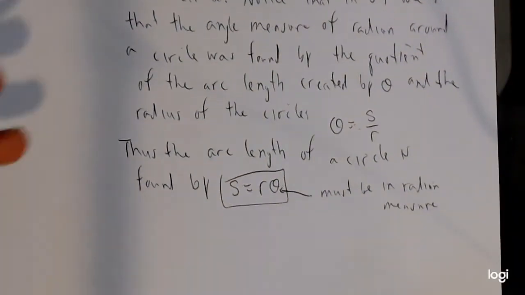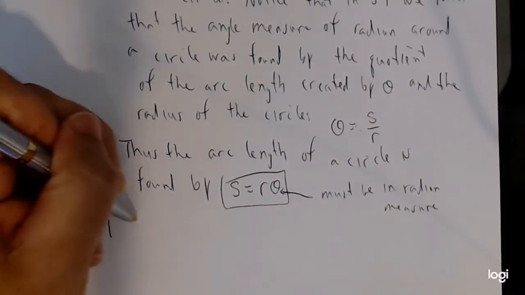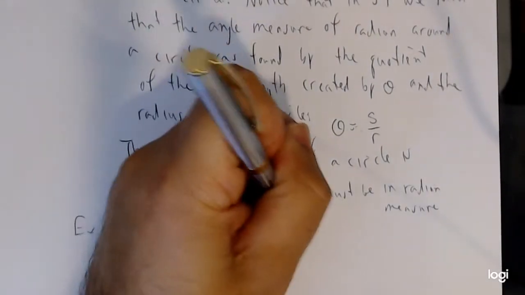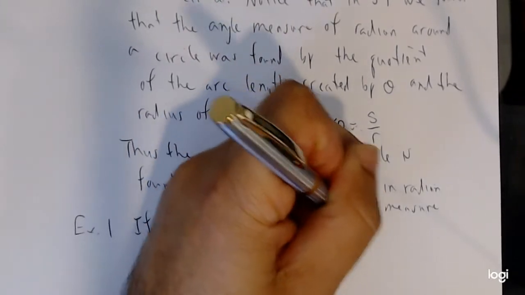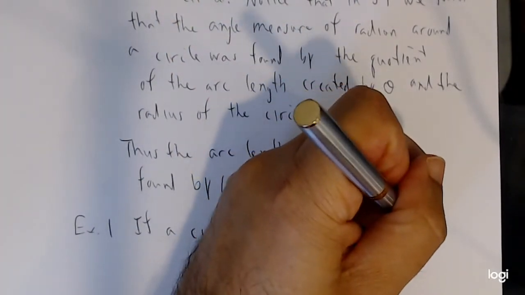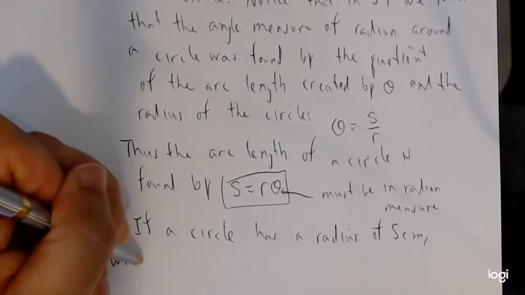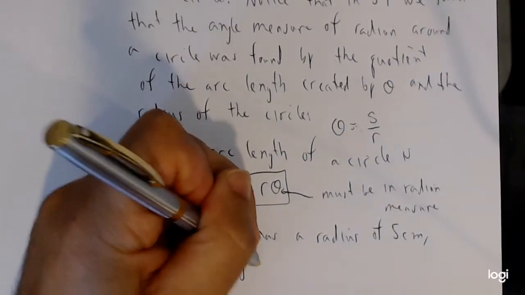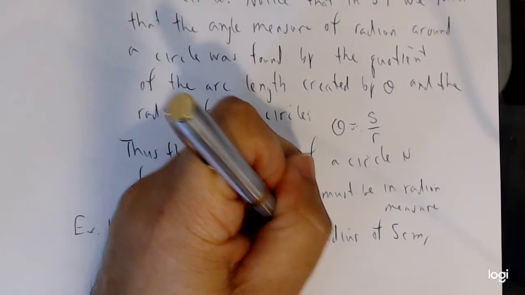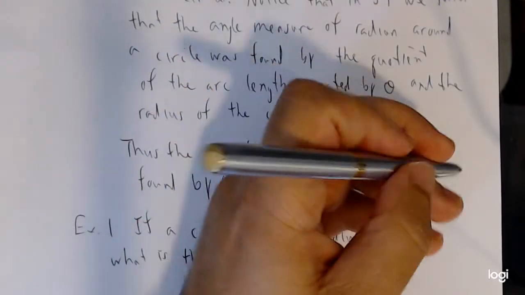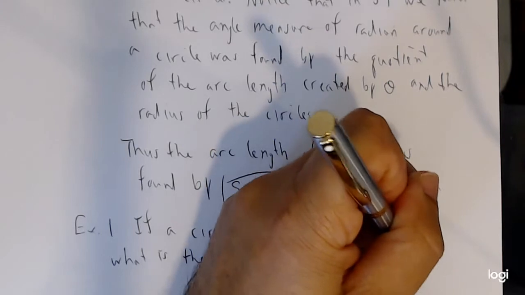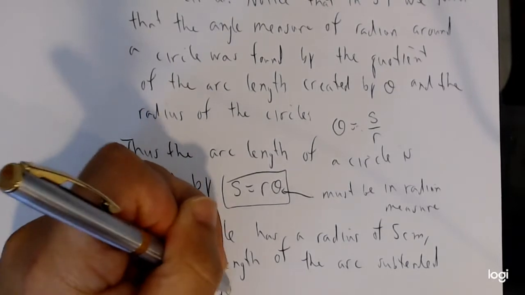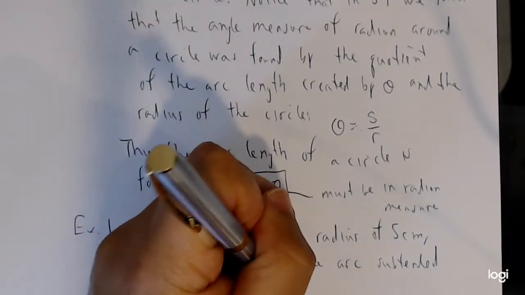Okay, so for example 1, we'll say a circle has a radius of 5 centimeters. What is the length of the arc subtended by an angle of 1.2 radians?